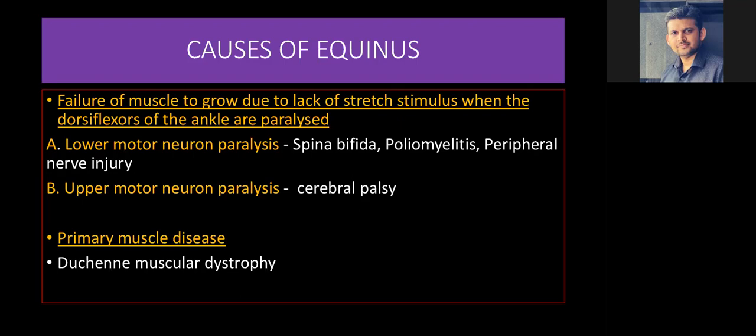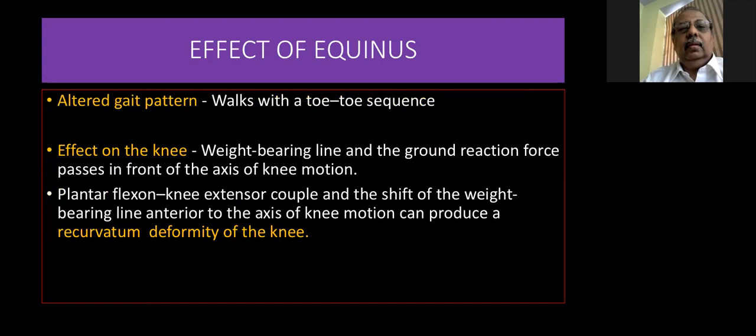So you should know these causes when you evaluate a child with equinus. I have put it in a different way. It is these effects which you will have to look for when you examine the child. When the child walks, they walk with an equinus gait. So the normal heel-toe pattern of gait is abolished, and you have a toe-toe pattern of gait. The toes are only touching the ground.